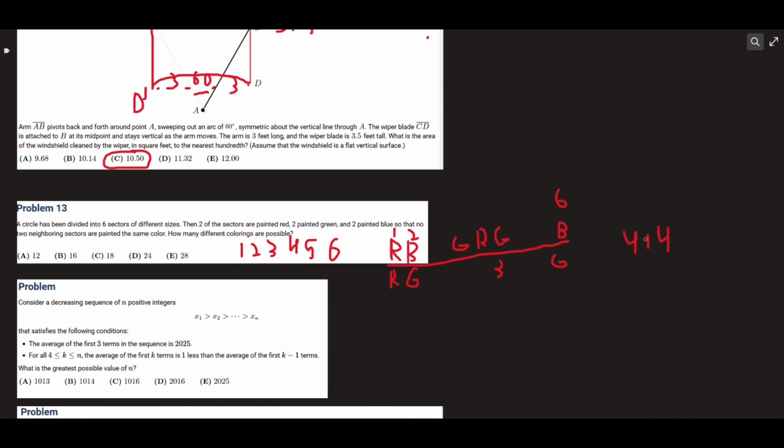We have 4 plus 4, which is 8. We have 8 ways if the first color is red. Now, if the first color is blue, then we have another 8 ways, and if the first color is green, we have another 8 ways, giving us D, 24.